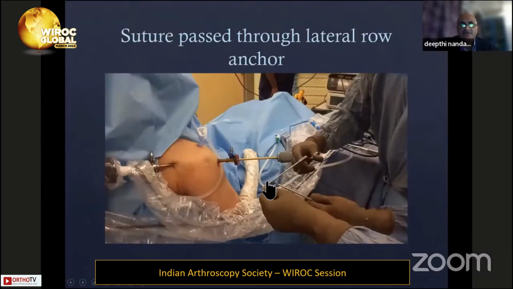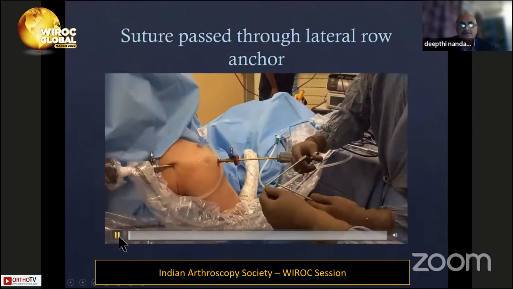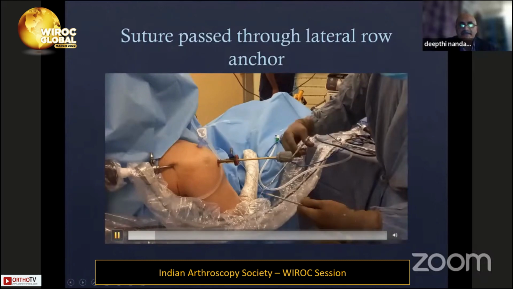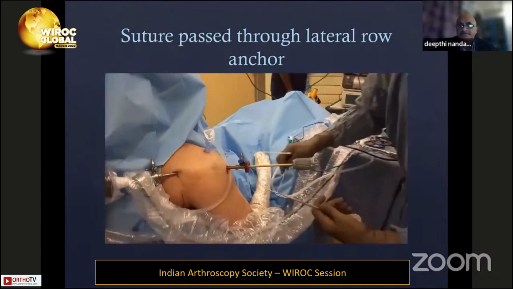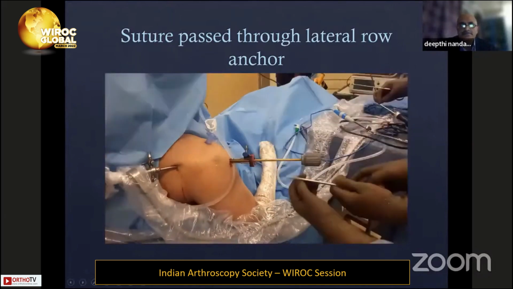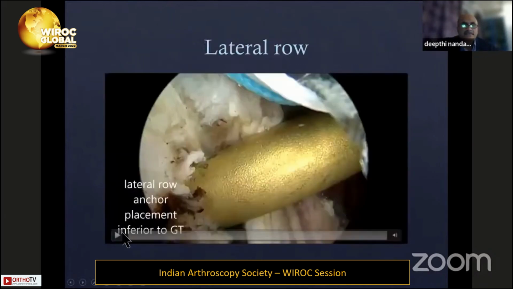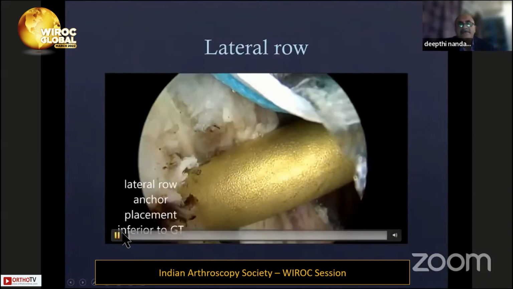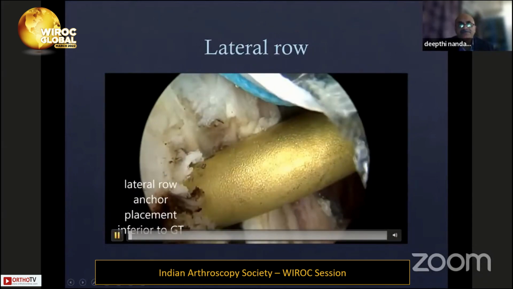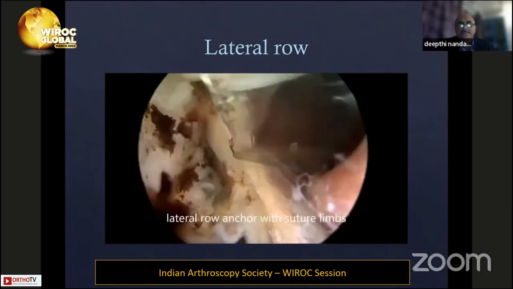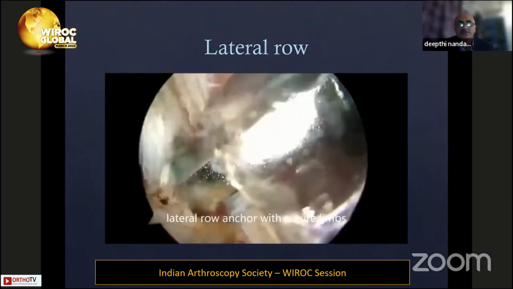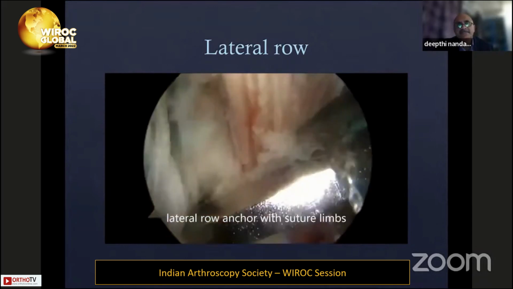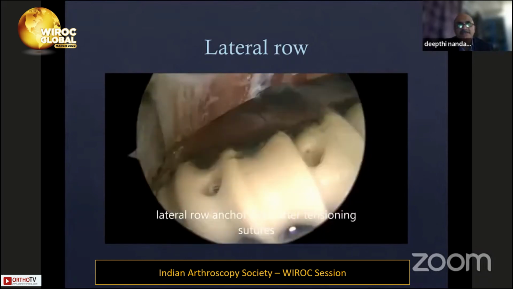That's the lateral sutures going in through the anchor. You pass the sutures through the anchor, and this anchor, we anchor it lateral to the greater tuberosity. That's all for the anchor placement. And the anchor is coming in now with the sutures, which are passed in through that hole and tensioned, so that each of these limbs is pulled to tension the cuff down.